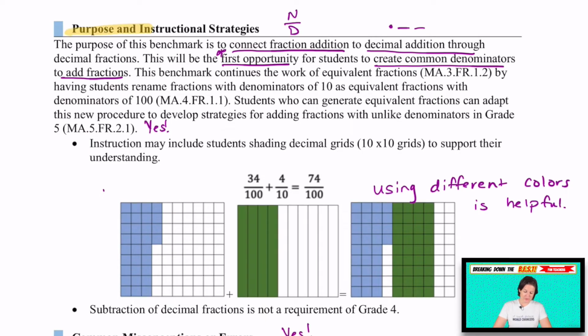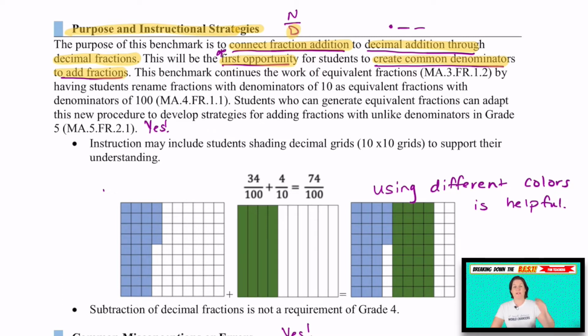Okay, purpose and instructional strategies. Let's see what jumped out. The purpose of this benchmark is to connect fraction addition to decimal addition through decimal fractions, those fractions with powers of 10. This will be the first opportunity to create common denominators to add fractions. So, common denominators.